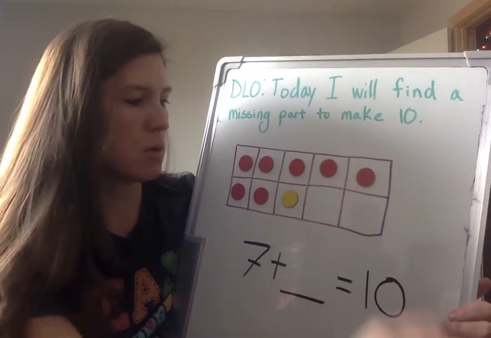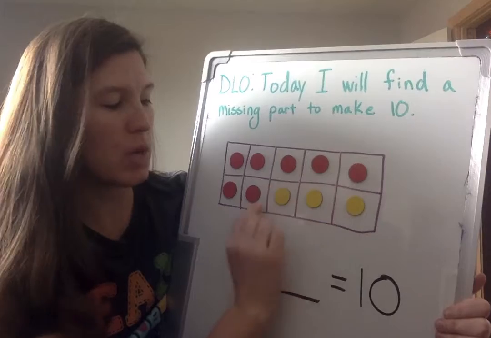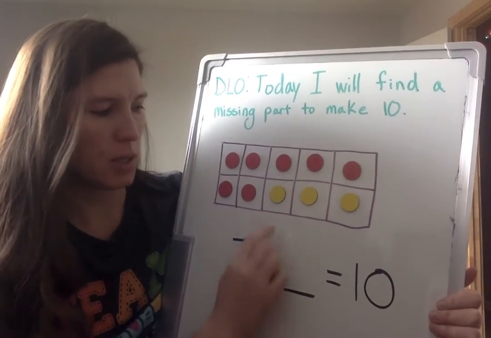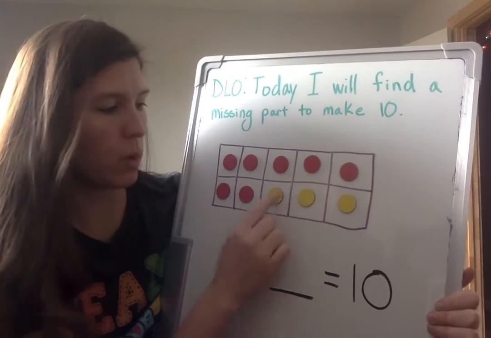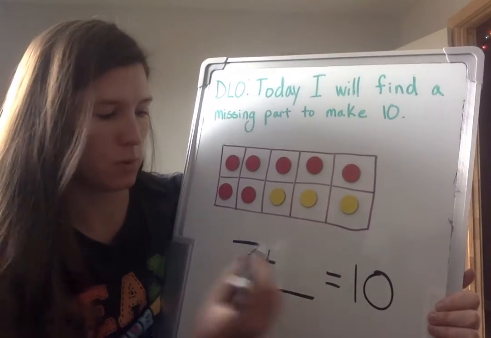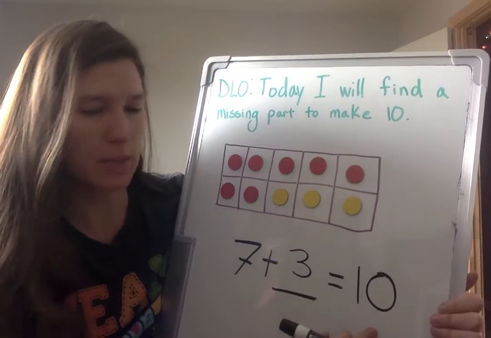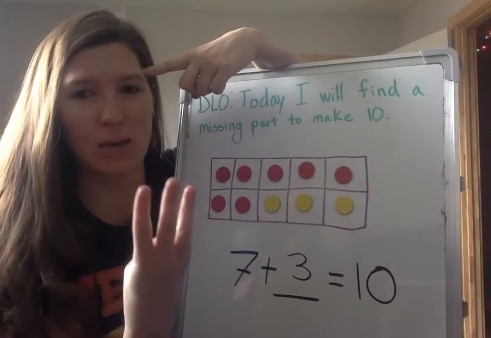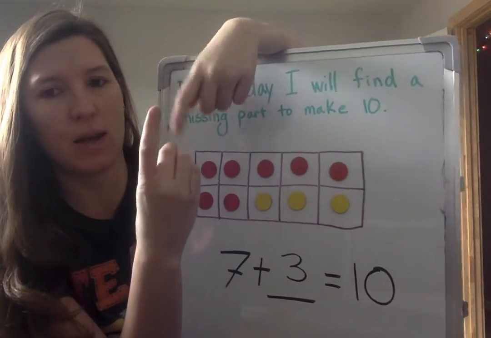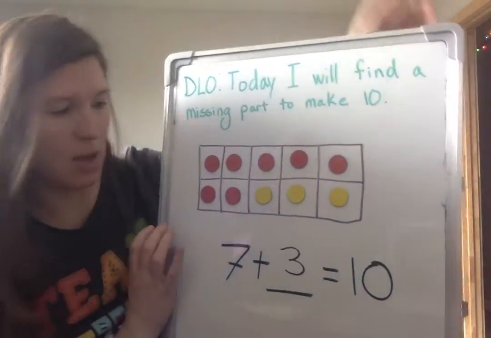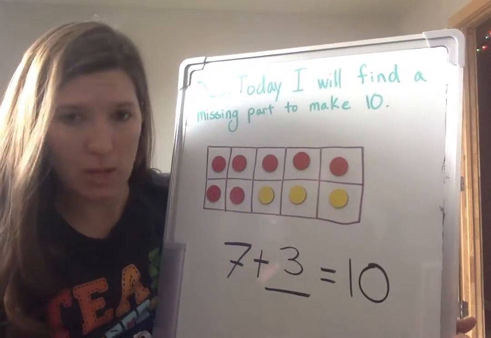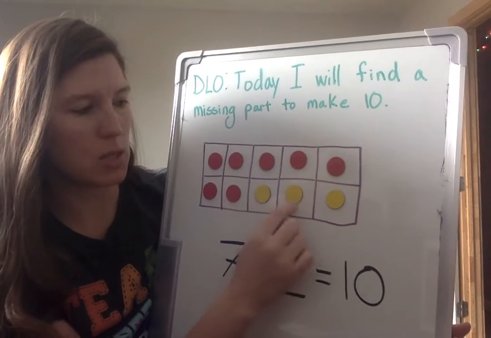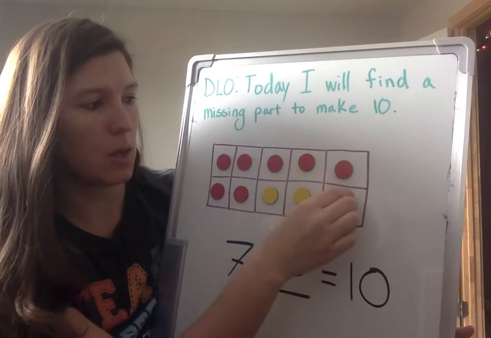So I have 1, 2, 3 more spots. So I had 7 red, plus, I had blank spots, but I filled them in. 1, 2, 3 yellow equals 10. So if I were to put 7 in my head, 3 in my hand, and count up. 7, 8, 9, 10. That was 3. I got 10 as my sum, and that's what we're making today. We're finding missing parts to make 10, and my missing part was these, were the 3 blank windows.